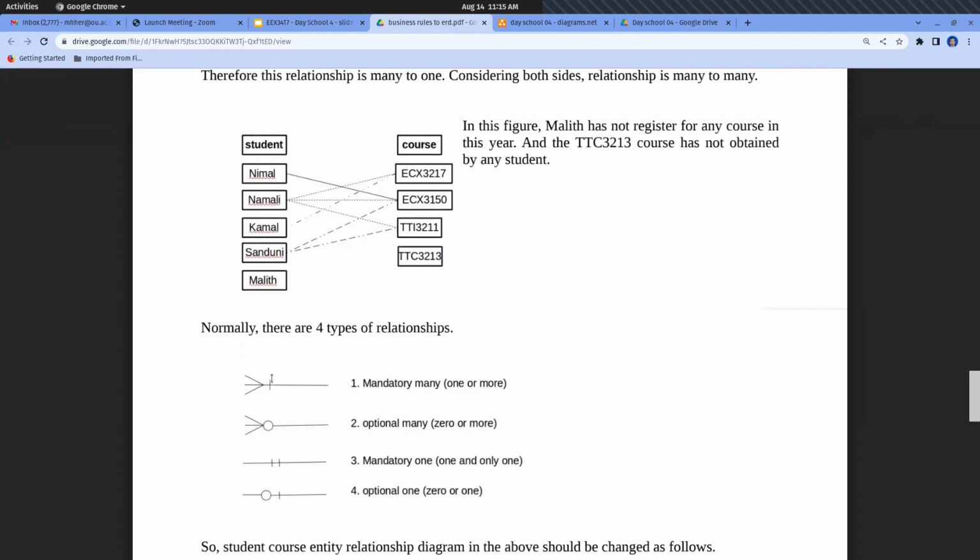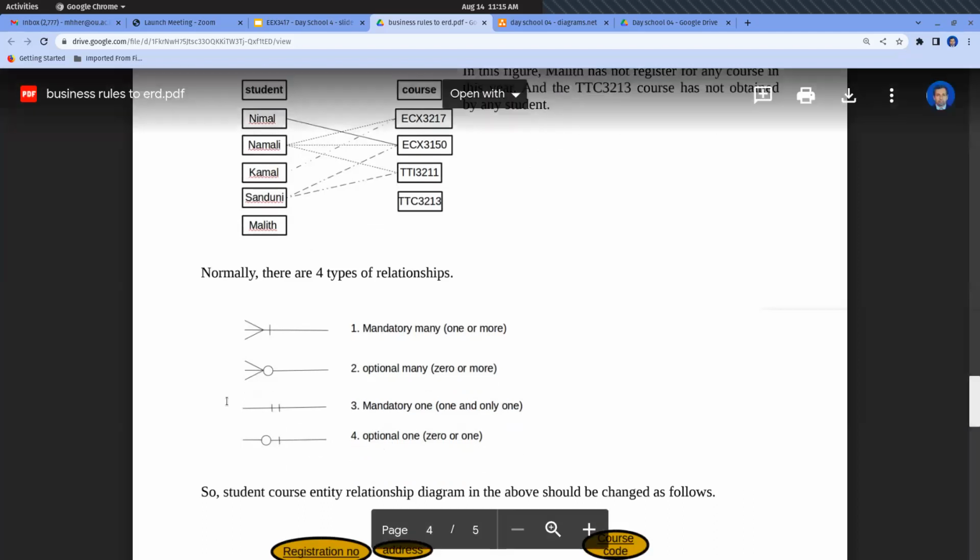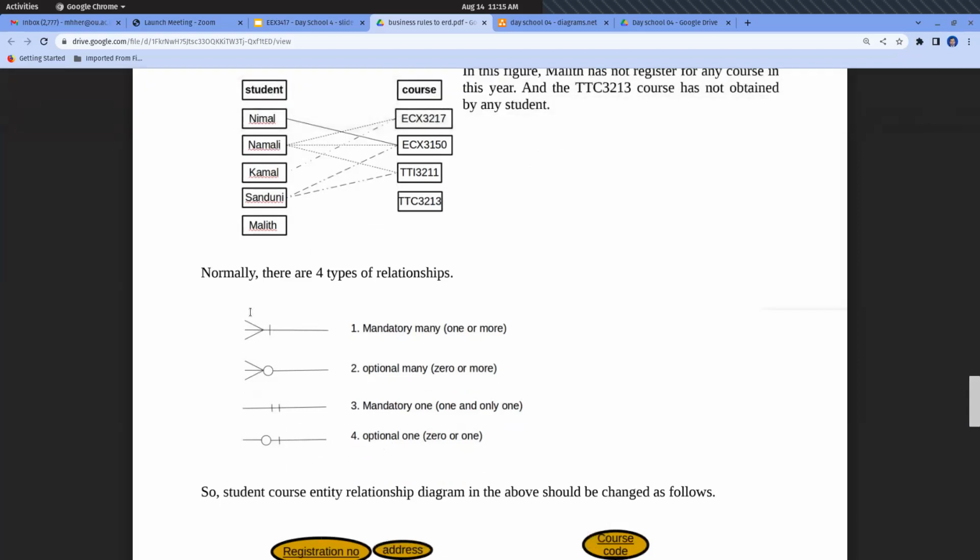This is one. Mandatory one. One and only one. Here, this link is one to one. This link is one to 0 or 1. Sometimes not, sometimes one. This is the one side, and this is the many side.